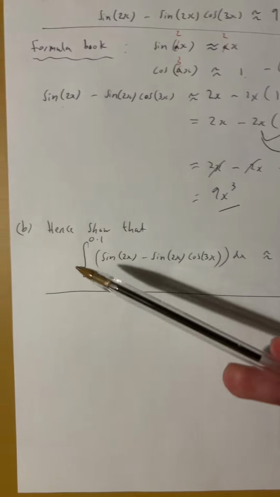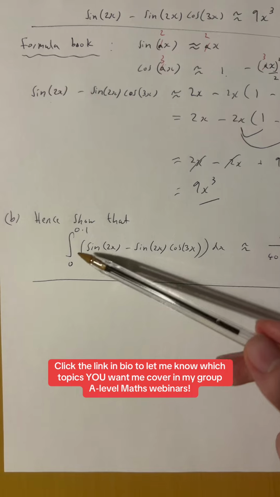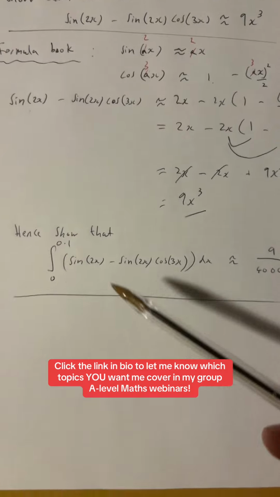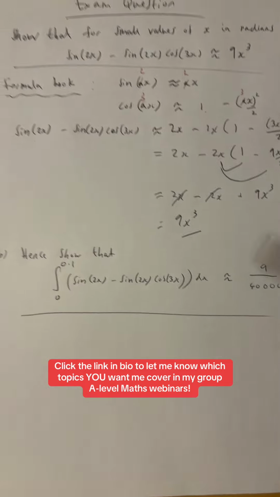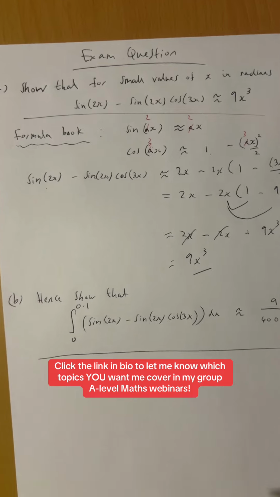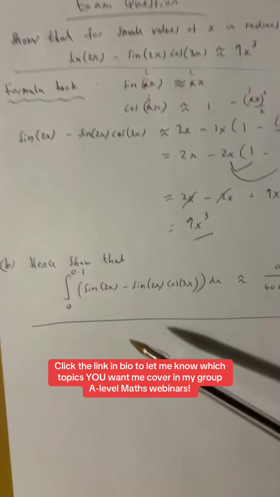So part B is: hence show that this integral, an integral from 0 to 0.1 of exactly the same trig function as before, is about 9 over 40,000. Now with these questions and with most of these A-level maths questions, there is a reason why they made you do part A. That's because part A is supposed to help you out with this question here.